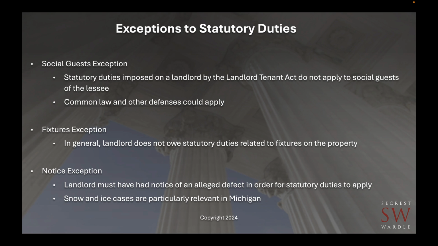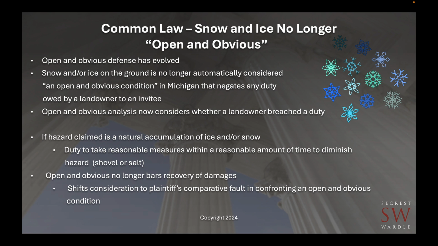Lastly, the notice exception is probably the one we see the most often in premises liability cases. An injured party must be able to prove that a landlord had notice of an alleged defect in order for statutory duties to apply at all. This is especially relevant to snow and ice cases in Michigan. We're going to circle back to the open and obvious defense as this relates to the notice exception.